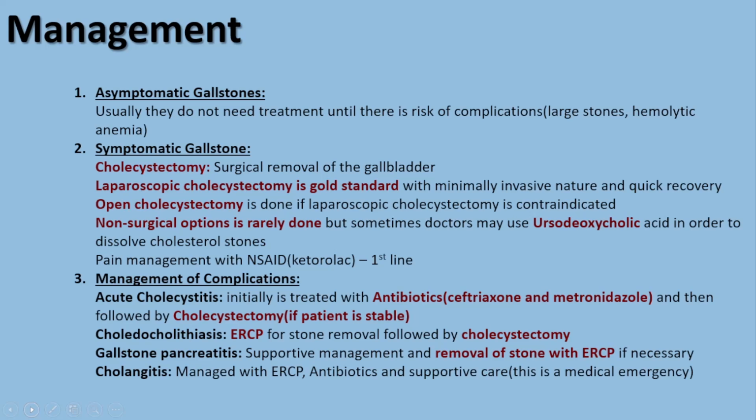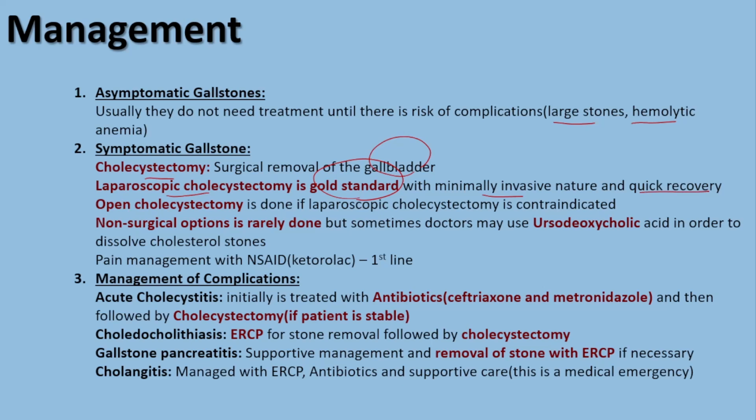If the patient is asymptomatic, we do not need to do anything, and usually treatment is reserved for cases that are at risk of complications. For example, if the patient has a very large stone, or the patient is in danger of hemolytic anemia. But if the patient is symptomatic, the surgical choice is cholecystectomy. This is surgical removal of the gallbladder, and we have 2 methods for doing cholecystectomy. We have laparoscopic cholecystectomy, which is the gold standard. This is a minimally invasive surgery, and it has a very good prognosis and very fast recovery.